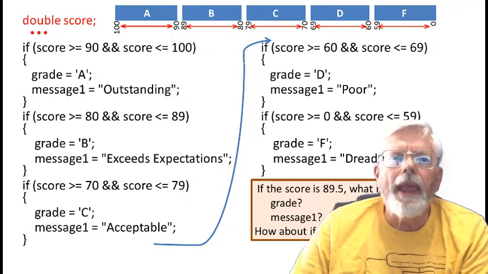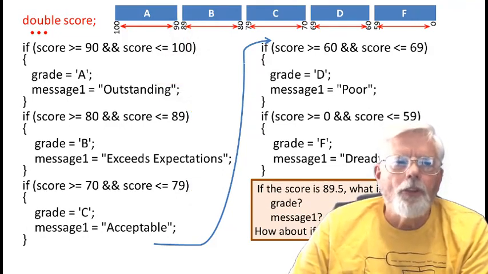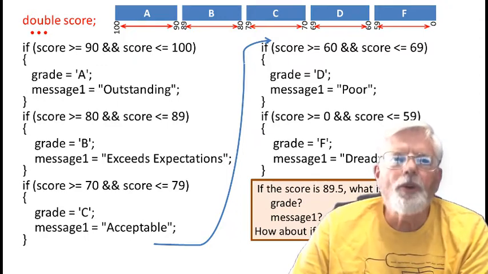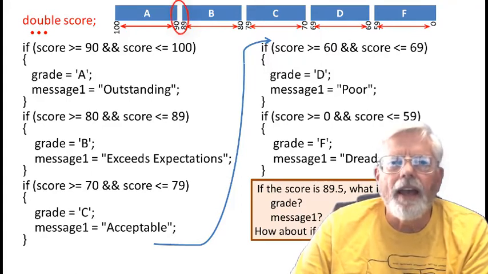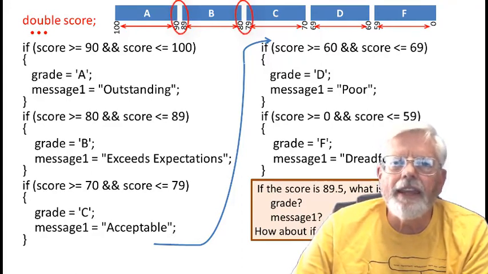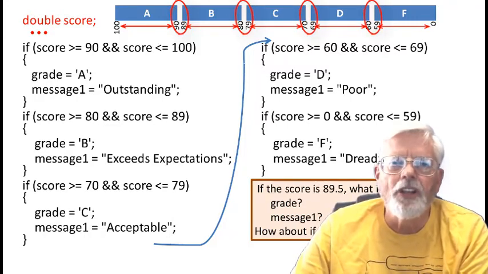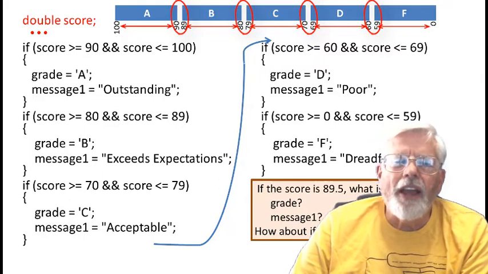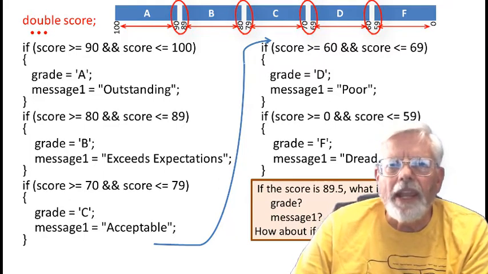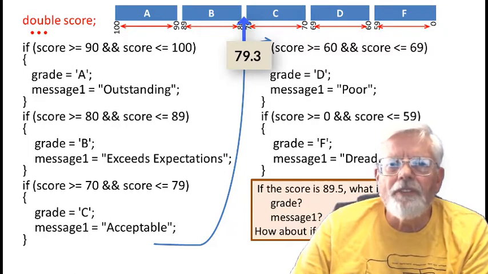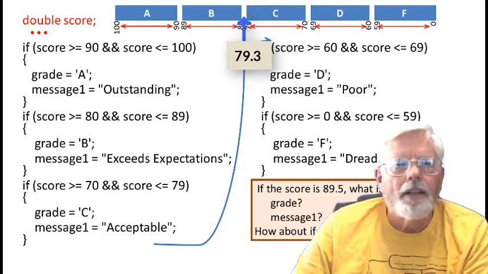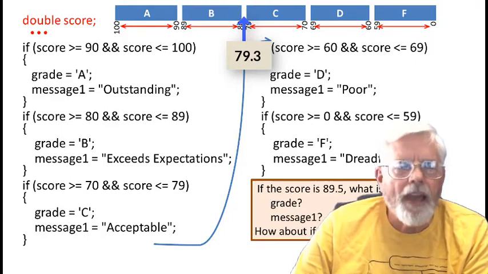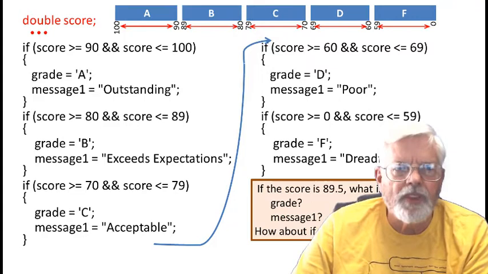No. What happens is when I'm using a double, the way this code is set up is I have holes in between 89 and 90. I have another hole in between 79 and 80, another one between 69 and 70, another hole between 59 and 60, because like right over here, I could have like 79.3, but the C only goes from 70 to 79. But if I have 79.3, it never matched any of my tests.